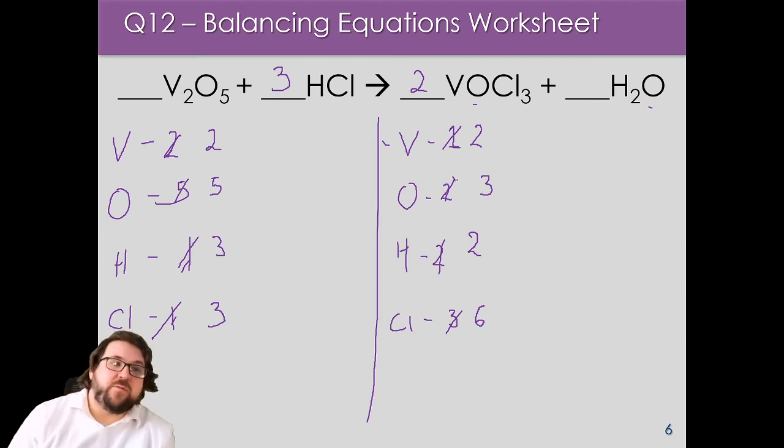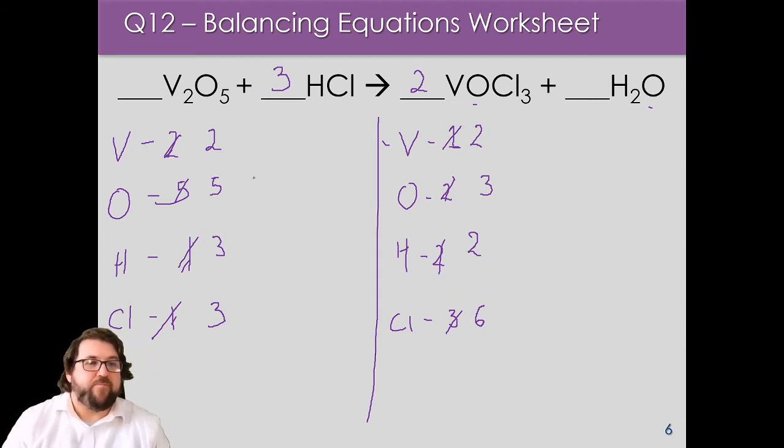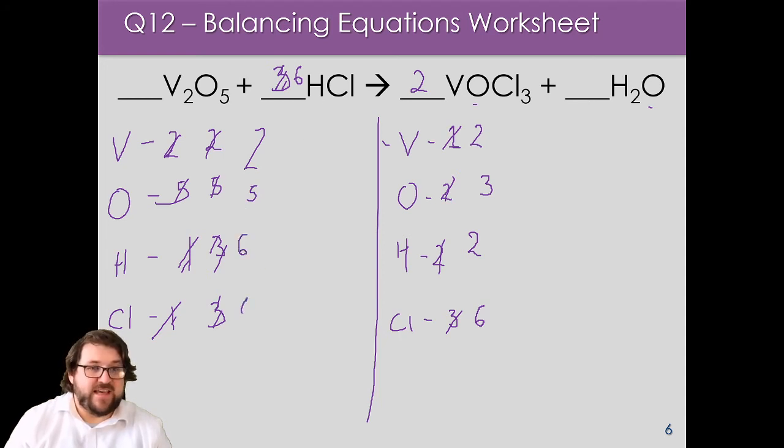So now I'm going to have to go back and balance again. So I'm going to go back to my chlorines and I'm going to say, okay, that's not a 6. That's not a 3, sorry. It's a 6. So now, if it's a 6, again, let's update all of our roster just to check. Vanadiums, still 2. Oxygens, still 5. Hydrogens, I now have 6. Chlorines, I now have 6.